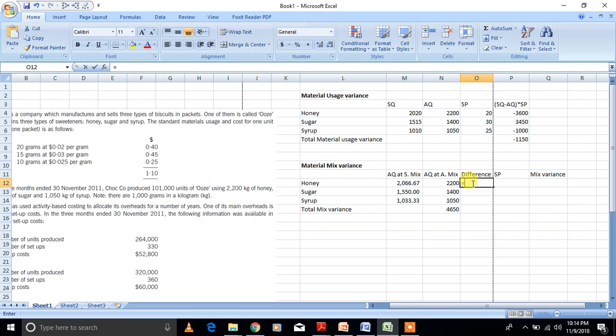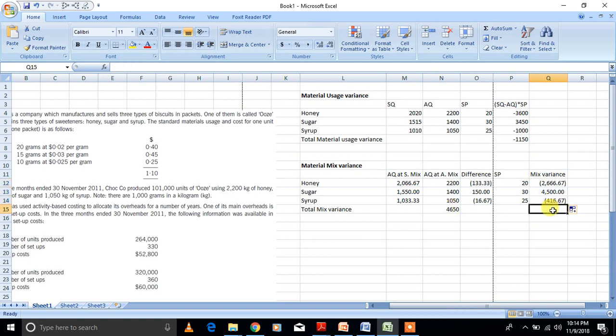The difference, standard mix minus actual mix. Difference. Standard price, we have it here. Just copy one figure and drag it correctly, or else you retype it, no problem, whichever saves time for you, do it. Mix variance is difference multiplied by standard price. Difference multiplied by standard price.